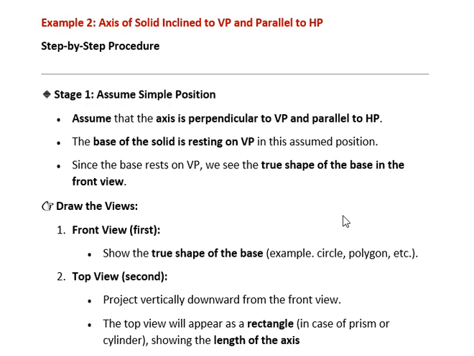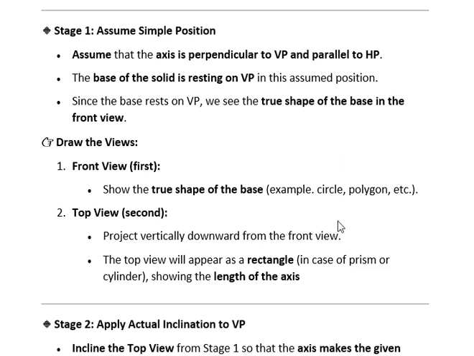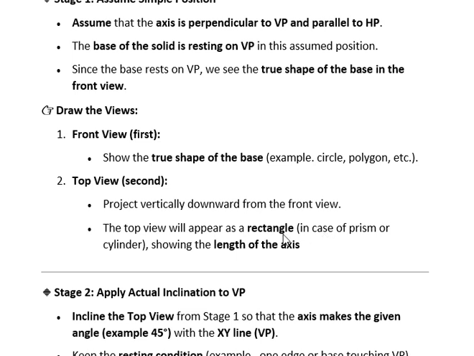So in step number 1, we are getting the true shape of the object. Then in stage 2, actually these are all the procedures we have to follow. If it is a front view, first, the true shape of the base, there is a circle, polygon, maybe it may be square, pentagon, rectangle, hexagon, triangle, whatever it is. The object may be anything. The base shape may be anything. It may be circle or polygon.